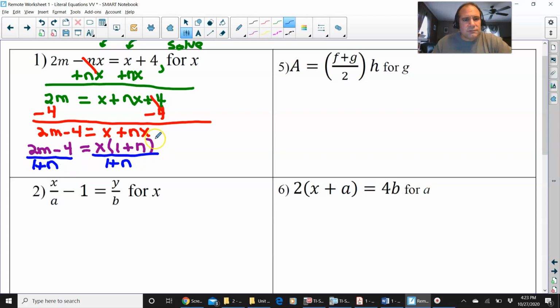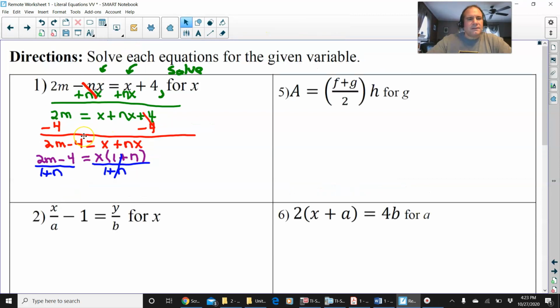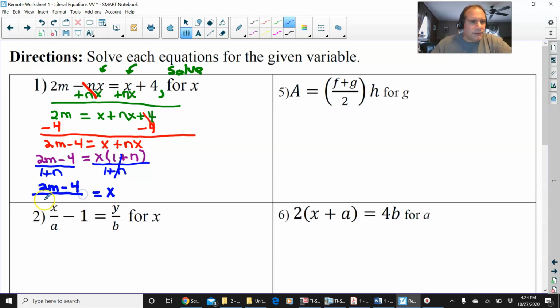That's a whole term, right? It's x times 1 plus n. And what happens when we divide by 1 plus n? They cancel out here, and look what's left alone, the x. So I'm going to bring the equal sign down, and that is my answer: x equals 2m minus 4 over 1 plus n.